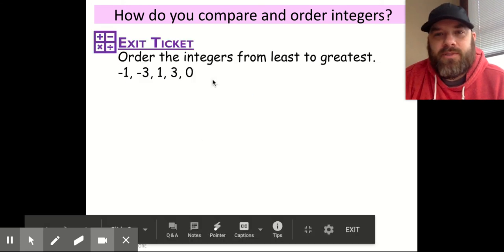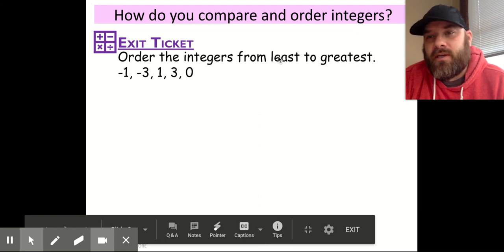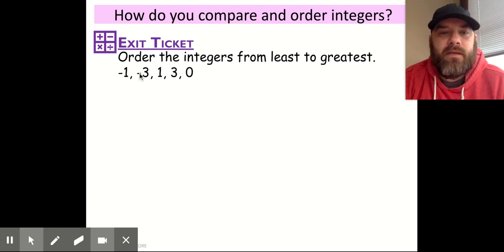So here's another practice one real quick. This time we're doing least to greatest. -3, that would be our least value, our smallest value. And then -1, 0's in the middle, then 1, and then 3.